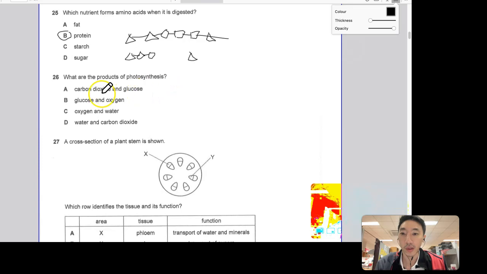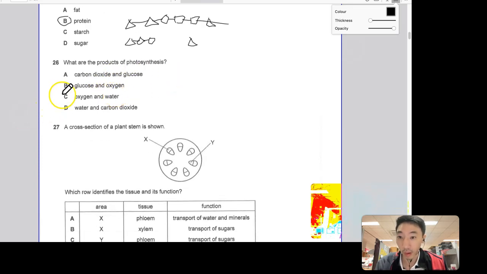Question 26. Which are the products of photosynthesis? We have glucose and oxygen. The word product means what is created in the reaction. So we have the 4 things that we need for photosynthesis. We need carbon dioxide, we need water, we need light energy, and we need chlorophyll. Alright, and to produce the products of glucose and oxygen.